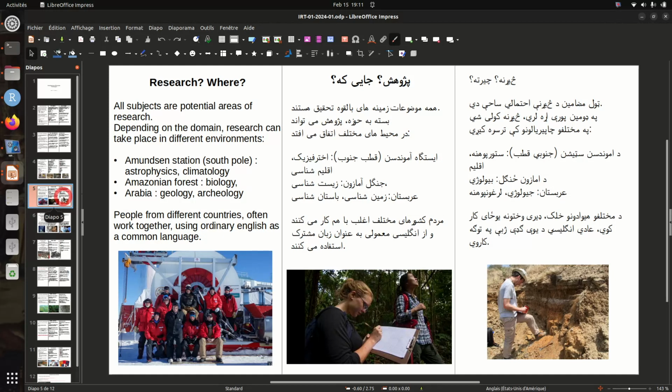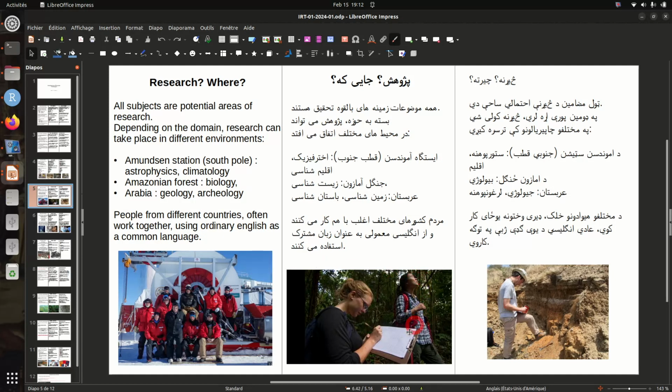I present you here 3 pictures. This picture is taken in the Amundsen station. This is in the South Pole. It's one of the less pleasant places to be. It's really dark 6 months a year, extremely cold, down to, I think, minus 90 Celsius. And people are there, scientists are there, studying astrophysics, climatology.